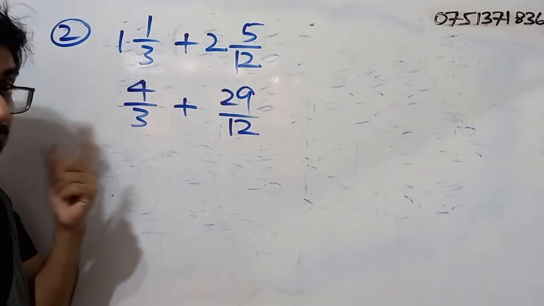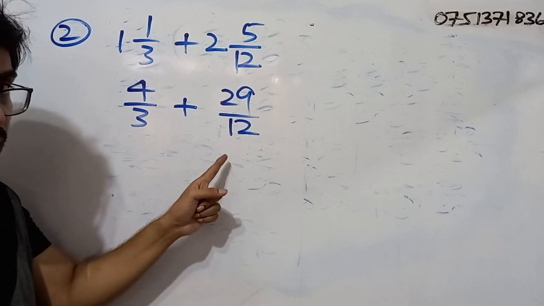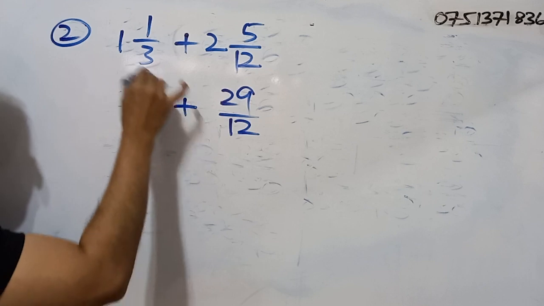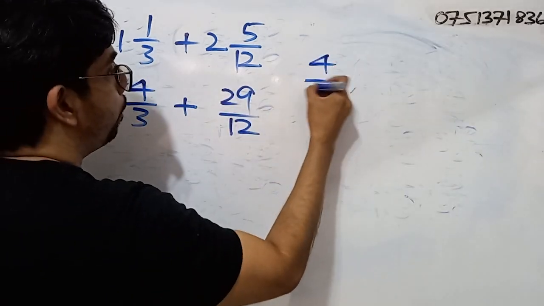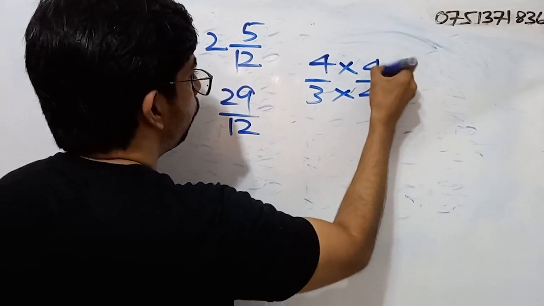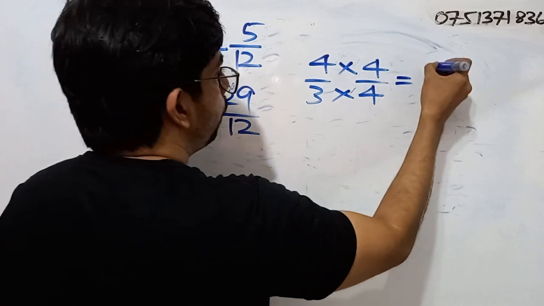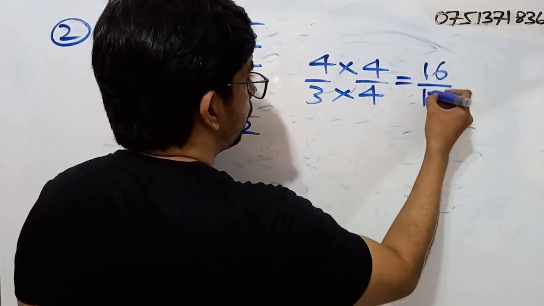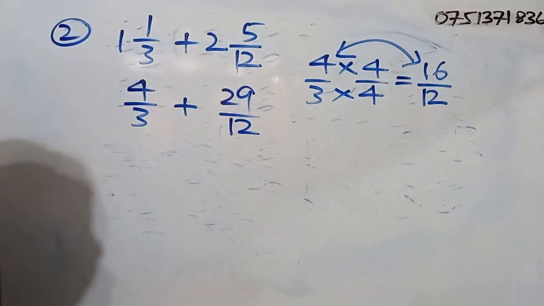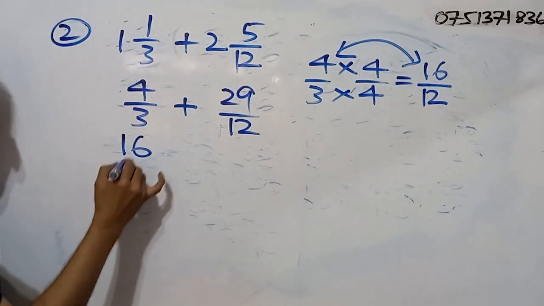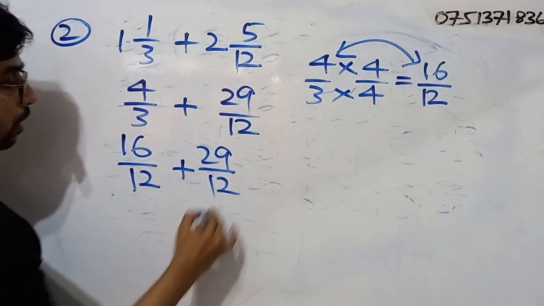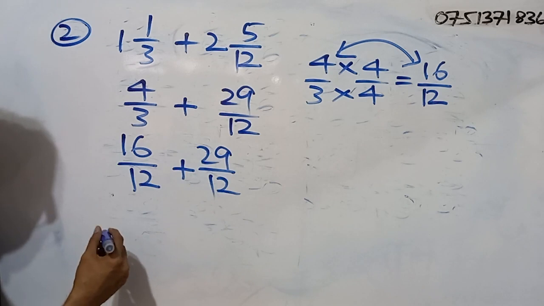So we have to come up with the LCM of 3 and 12. What's the LCM? 12. So we only have to convert this fraction. For 4 by 3, I have to multiply the denominator by 4 and the numerator by 4. 4 into 4 is 16, 3 into 4 is 12. So these two fractions are equivalent fractions. So 16 by 12, to that we add 29 by 12. So when we do that, what do we get?